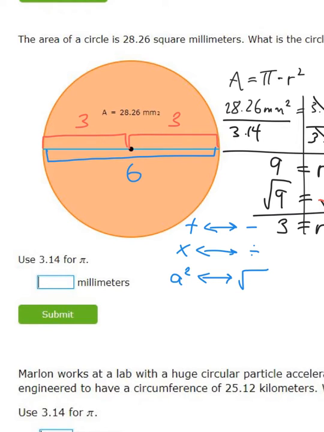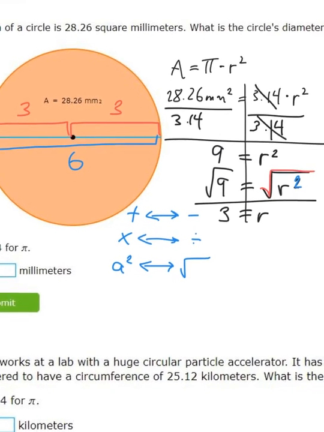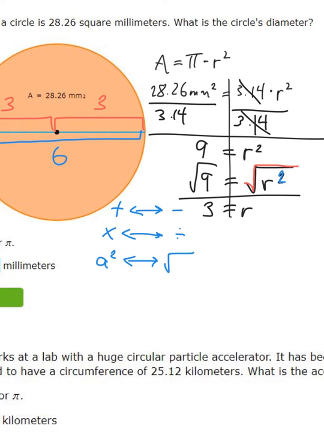So the answer to this problem, what I would type into my answer box for IXL, would be the diameter is 6. And I lost track of my units up here somewhere. Looks like we started with square millimeters, and when we unsquare it, if we take the square root of square millimeters, we end up with just millimeters. So our answer is the diameter of that circle is 6 millimeters.